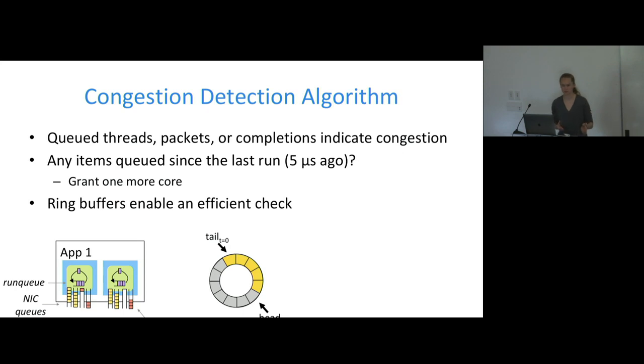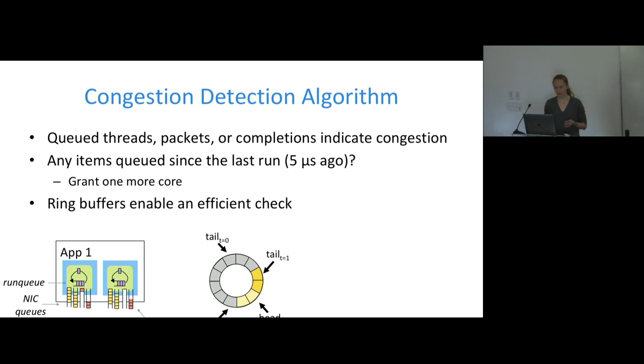incoming packet queues. The head pointer indicates where new packets that just arrived will be enqueued, and the tail pointer indicates where the runtime will process packets from. So suppose that one time we run the algorithm, our queue looks like this. Over the next 5 microseconds, some packets might arrive, and the runtime might process some packets. So the next time we run the algorithm, the head and tail pointers have now moved.